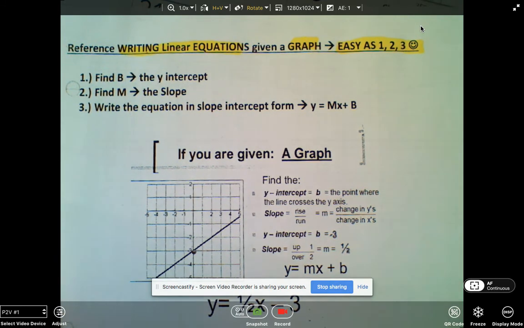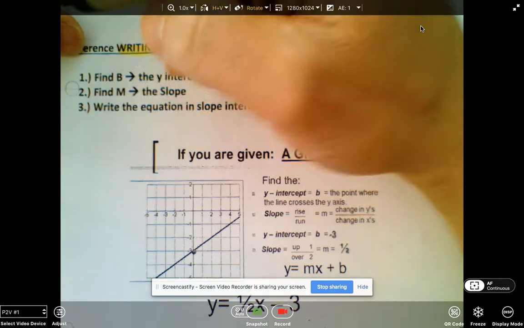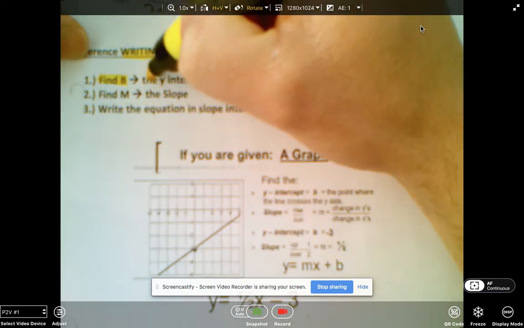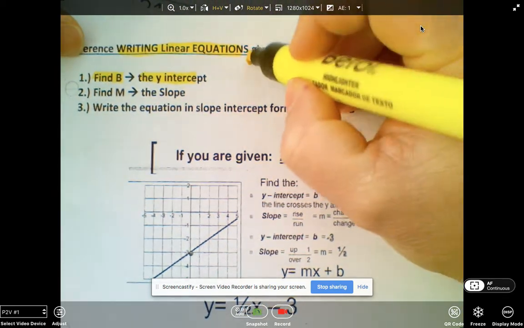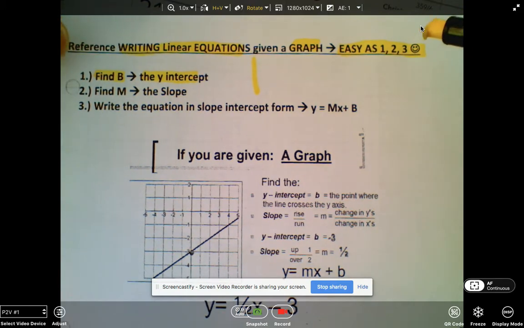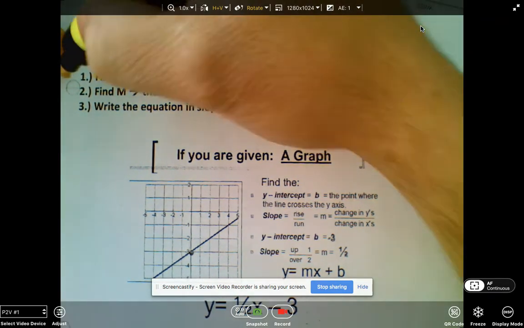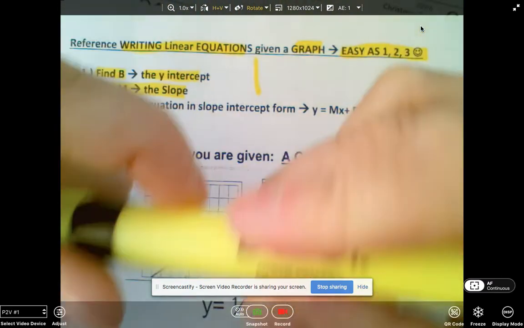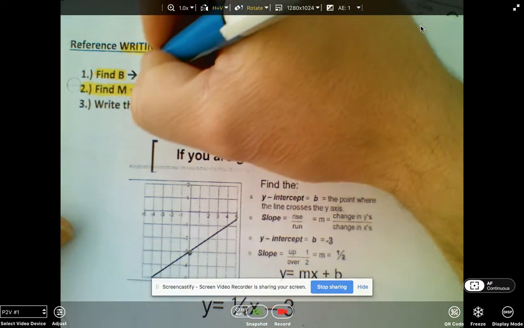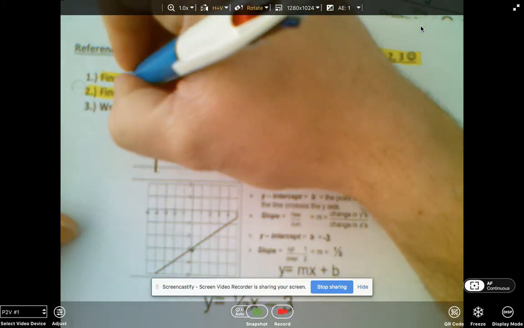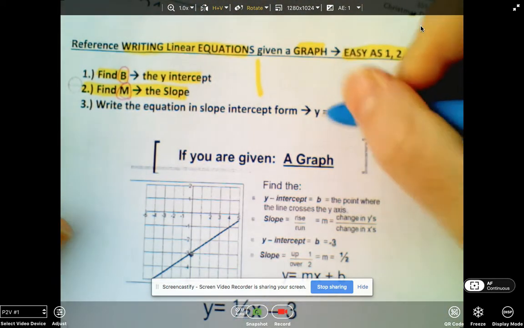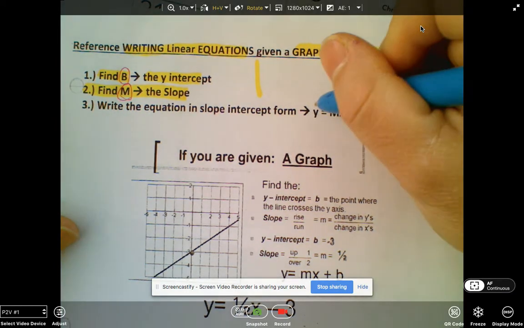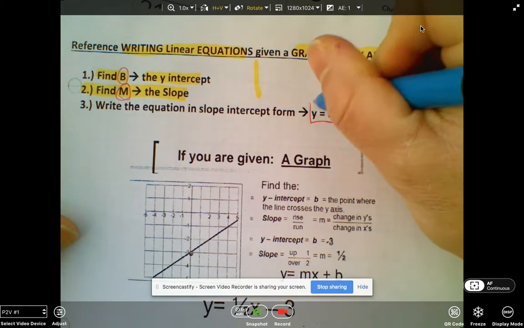All right, so now that you've heard that throwback from the Jackson 5, here are the 1, 2, 3 steps. Step 1 is to find the b value, which is your y-intercept. You go along the y-axis and look to see where it intercepts. Then we already know how to find slope from a graph, rise over run, that's your m. Once you have your m and your b, you can write the equation in slope-intercept form, which is y equals mx plus b.